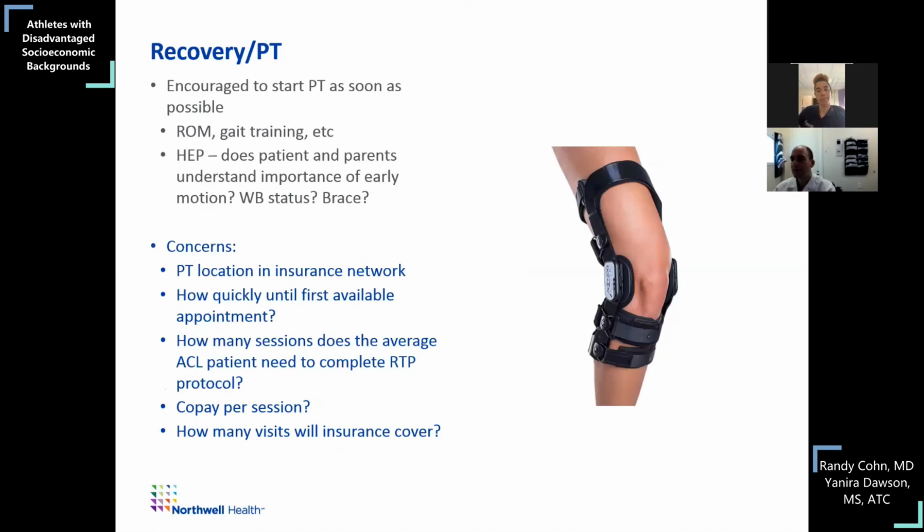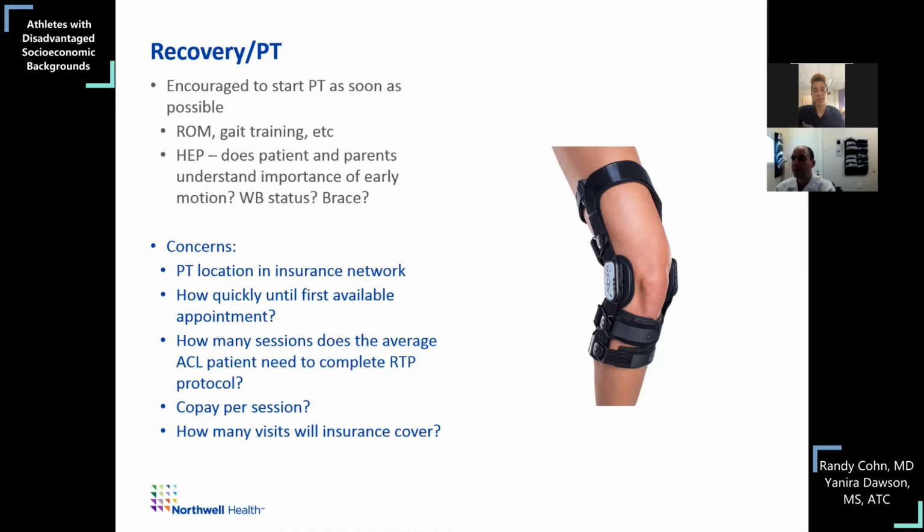We're able to get PT started as soon as possible. We're able to get his range of motion, gait training, all the things that are needed. And it doesn't just end there. Physical therapy after ACL reconstruction is protracted. We're going to look at 6 weeks to get motion, 3 months until we start jogging, 6 months until light activity, and 9 months to a year to get back to sports.